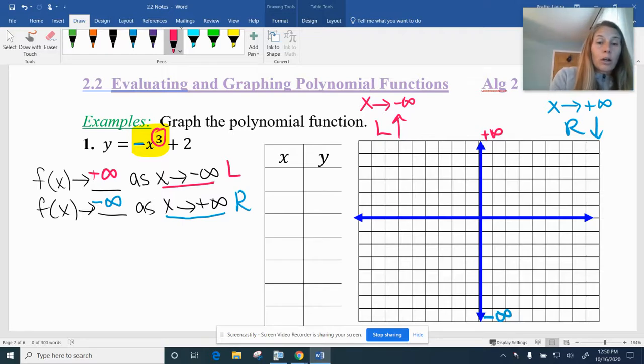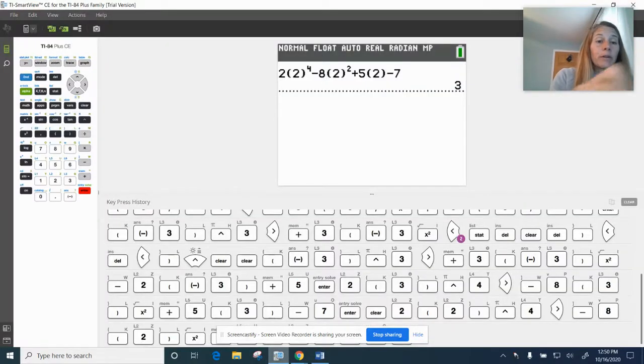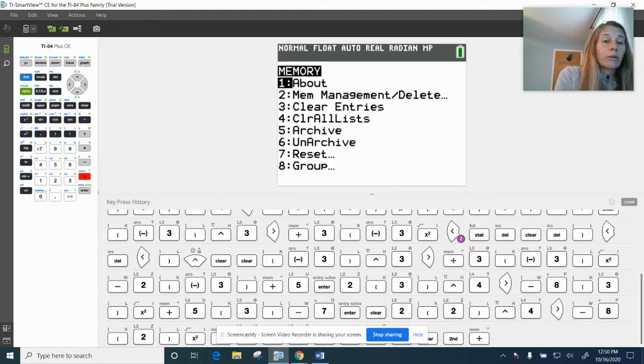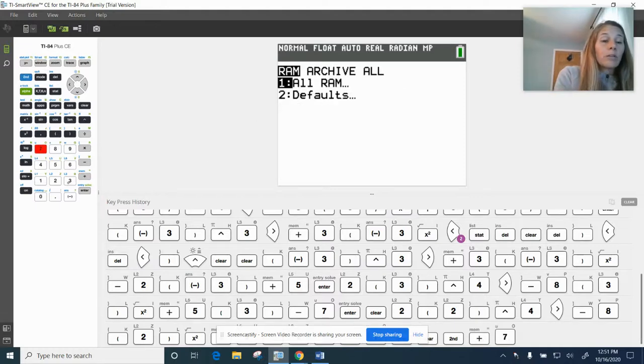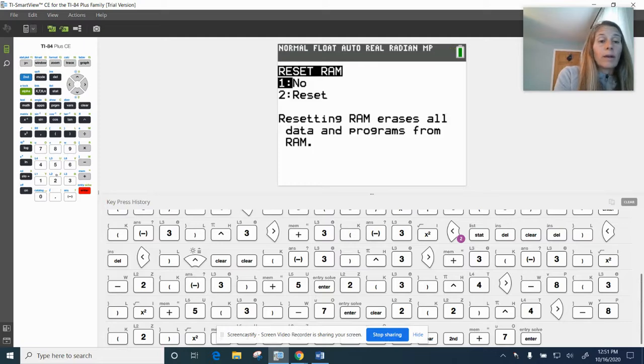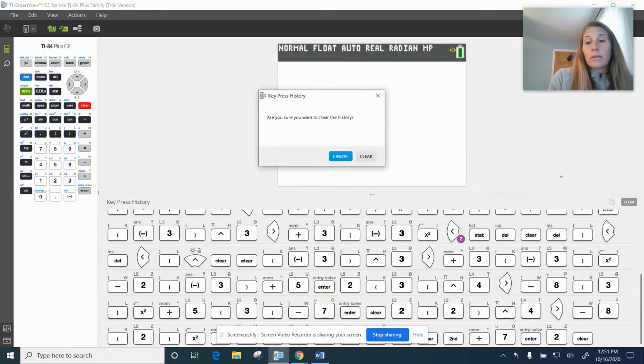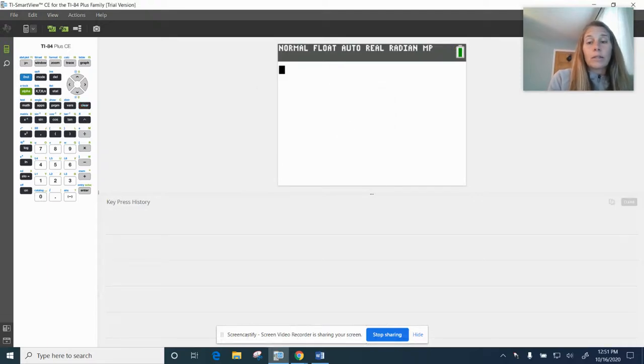Then on the chart, I'm just going to go ahead for every problem and fill in -2, -1, 0, 1, and 2 for my x's, and I'm going to do this on my calculator, okay? So on your graphing calculator, just as a little refresher, I'm going to do second plus sign to reset my calculator. So I'm going to go number 7. Either of those options is fine. I'm going to go to all RAM, reset.